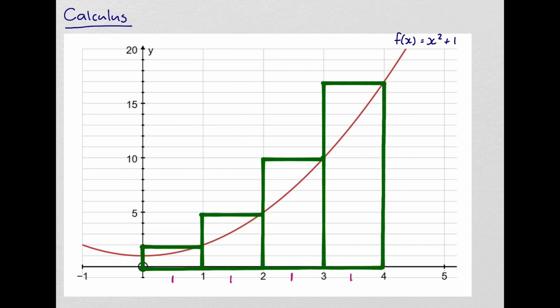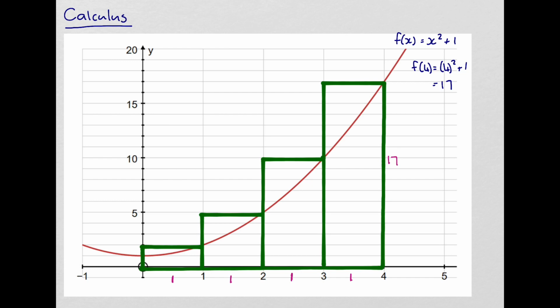Firstly, when x is 4, then f of 4 will equal 4 squared plus 1, which equals 16 plus 1, which is 17. So it means then that the height of this first rectangle is 17 units.